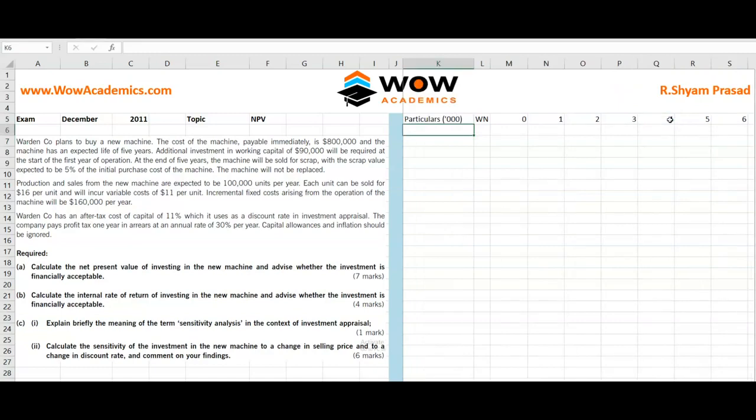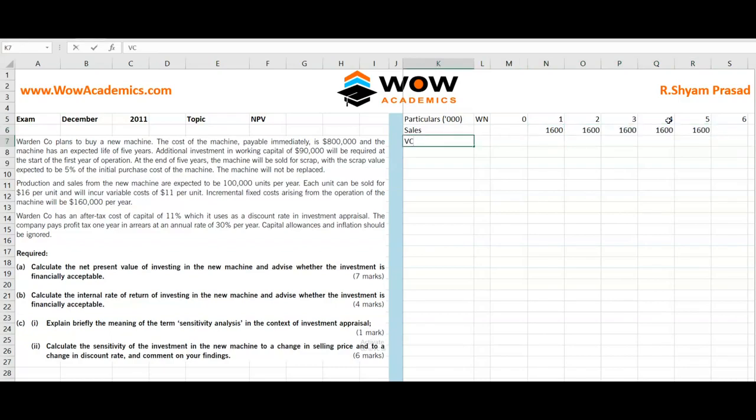So the first number is going to be sales. In the 0th year, we are not going to have any sales. In the first year, we are going to have sales. Sales is going to be 1 lakh units, but we'll convert it into 100 units, cutting off the thousands, multiplied by the selling price per unit, which is 16. So we've got our sales value. Just take that number for 5 years across.